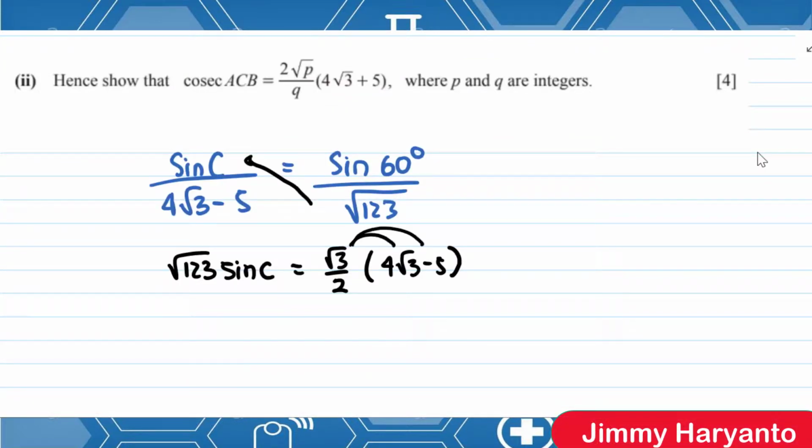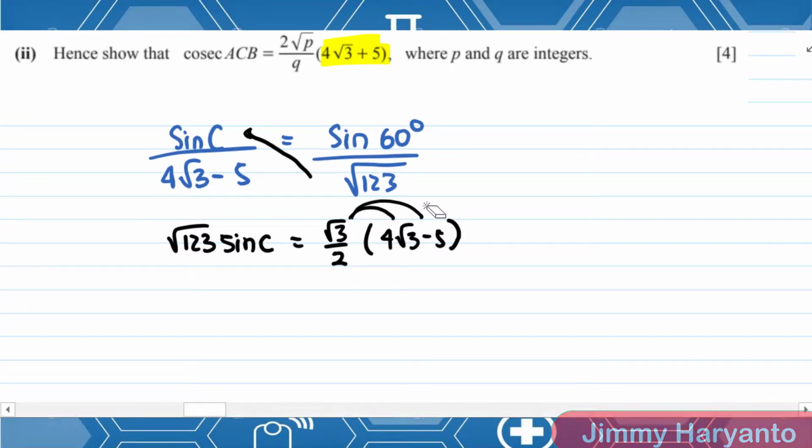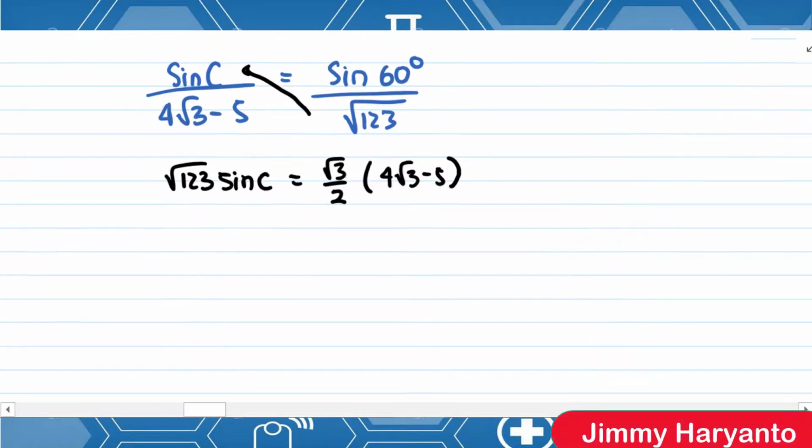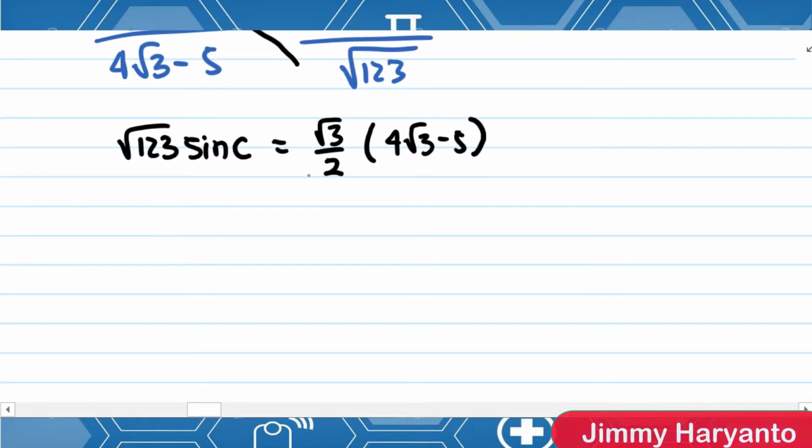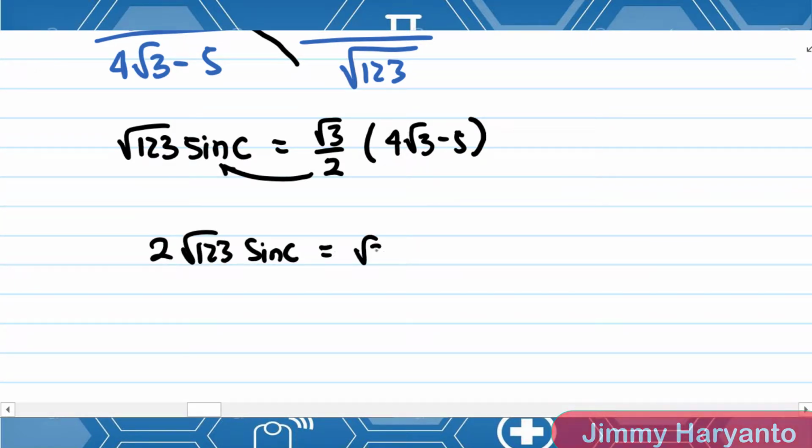After this, it's a little bit tricky because the question wants us to show the answer in the form 4 square root of 3 plus 5. I think you should not multiply this one out. I already multiplied it before, but it's very hard to get this form of answer. So I will leave it like that, and then I will move the 2 to the left side. It will be 2 square root of 123 sine C equals square root of 3 times 4 square root of 3 minus 5. I will leave it like that.